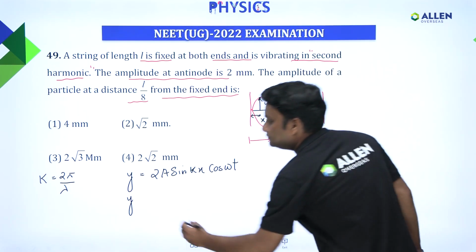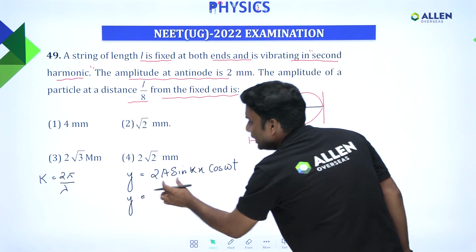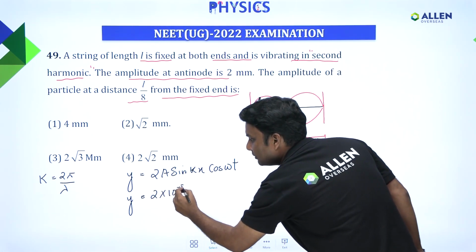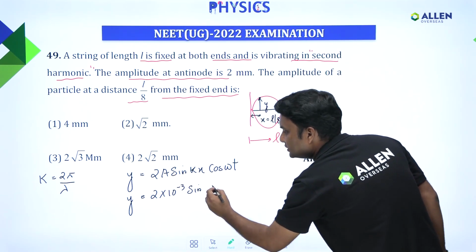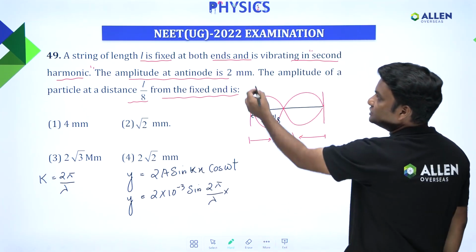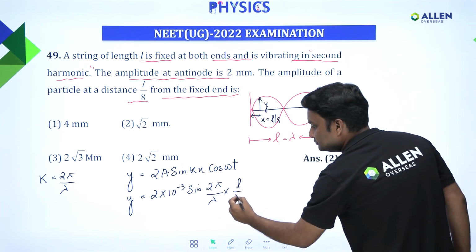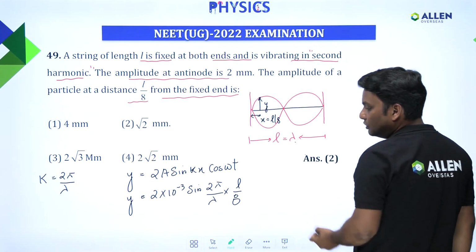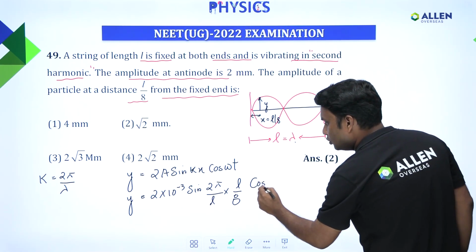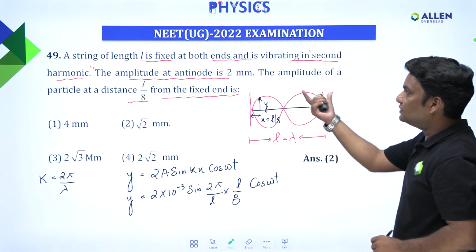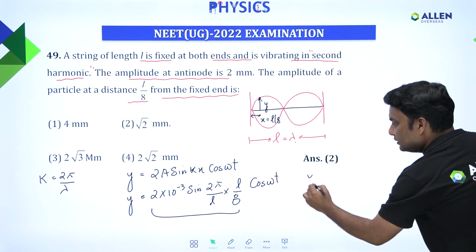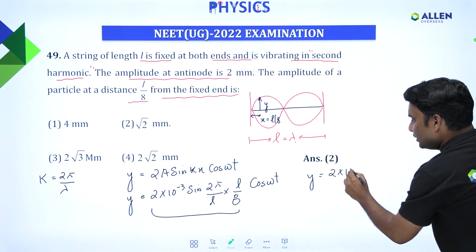Once we substitute the values, we need to calculate the displacement y. The value of 2a is the amplitude that has been given to us as 2 mm. So this is 2 into 10 power minus 3 into sin of k, which is 2 pi by lambda, into x, which has been given as L by 8. We already know that lambda is equal to L, so we can substitute L directly instead of lambda, cos omega t. Since we are interested in the amplitude part, this expression is going to be equivalent to the amplitude. So directly I can write y equal to 2 into 10 power minus 3.